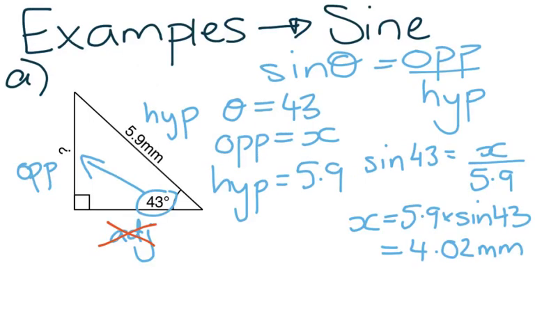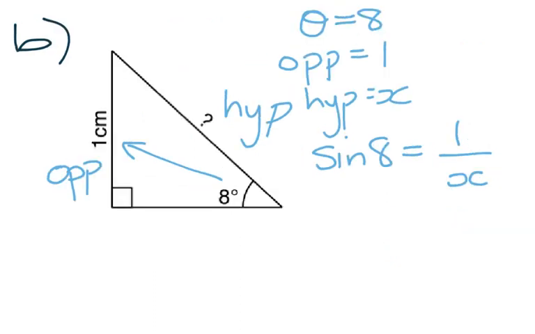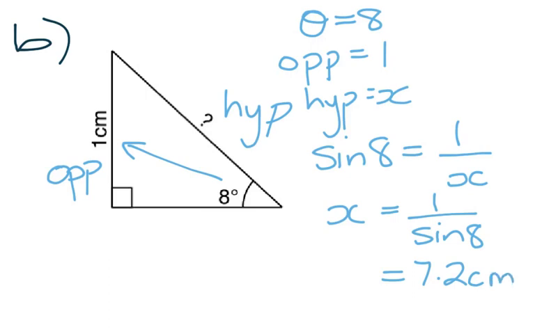Can you see the difference? Here, in this first example, x was on the top and we multiplied. Here, in the second example, x is on the bottom, which means we need to do division this time. So we do 1 divided by sine 8, and you should get 7.2 centimetres there, 7.2 centimetres.